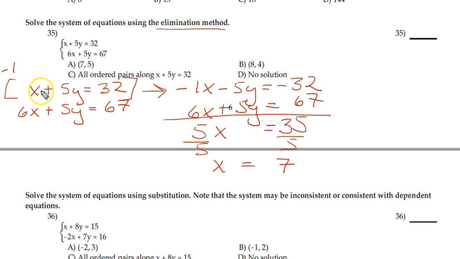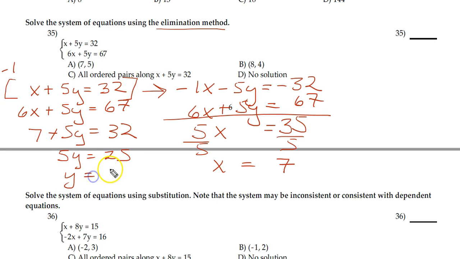So if x is 7 here, we could use this first equation. This will be 7 plus 5y equals 32. Now, some of this can be done mentally, but you can write it out. Subtract 7, we get 5y equals 25. Y equals 5. So there's our ordered pair, 7, 5. And that is letter A.